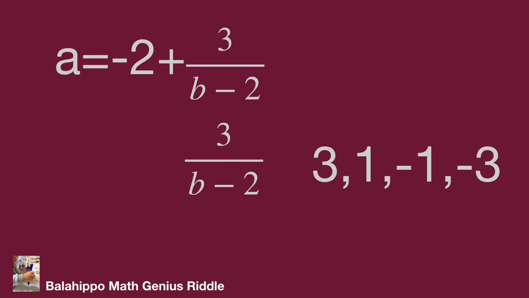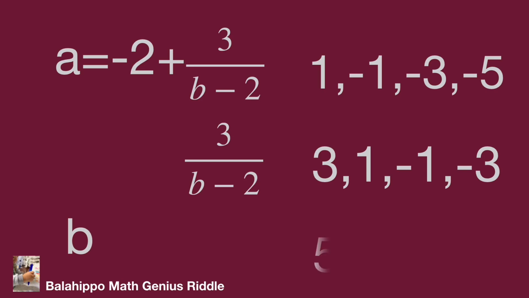With simple calculations, A will be equal to 1, minus 1, minus 3, and minus 5, and B equal to 5, 3, 1, and minus 1. That is all the numbers we get. Did you find them?